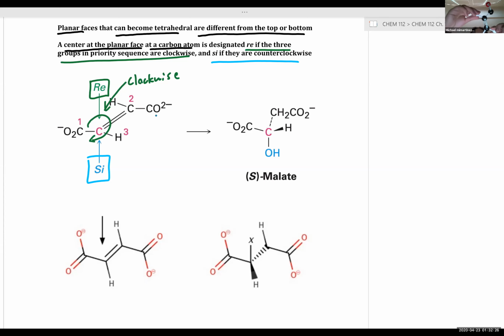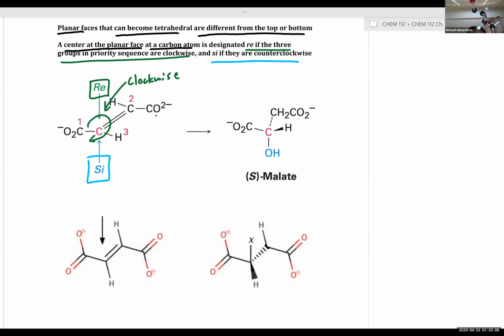Okay, so perfect. Let's suppose we're approaching from the Re face. So this is the Re face approach. This is our current view. We're looking at it from the perspective of the Re face, and we can see that our substituents are clockwise in order of priority. Now, for the Si face, we're going to attack from the opposite side. So I'm going to flip my molecule over, and I'm going to show you the attack from the Si face. So we're now viewing our molecule so that our eyes are attacking from the Si face.